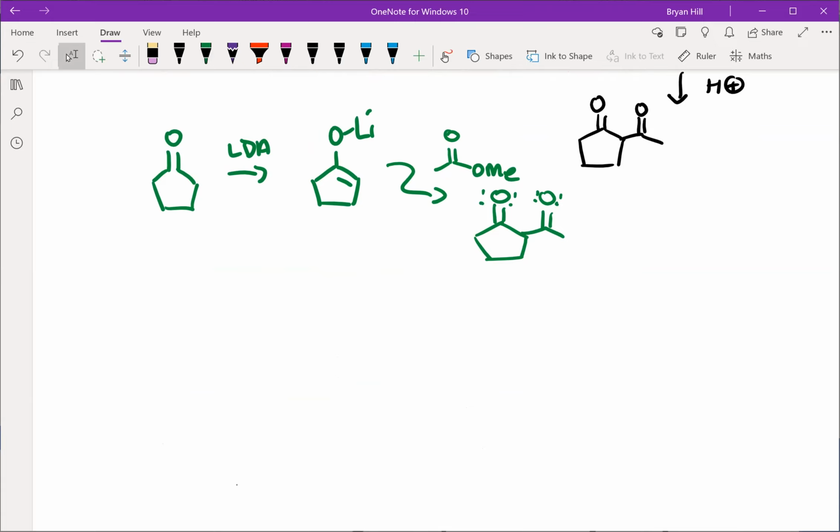So yeah, if you generate this and there's no starting material left, i.e. ketone, then there's only one pathway for the reaction to follow. So that's one of the nice advantages of doing it that way.